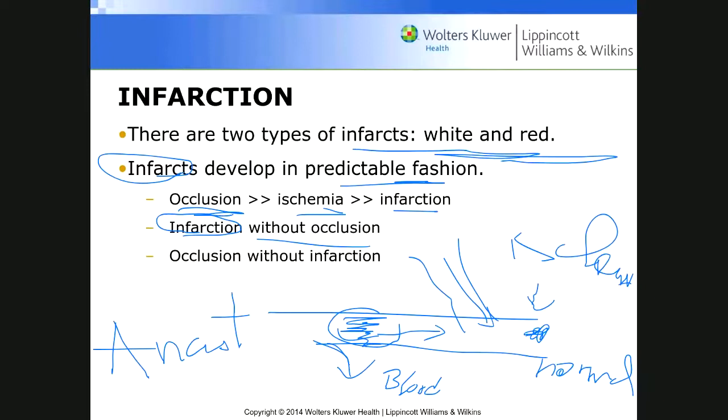Okay, so anastomosis really means that an area might be served by more than one blood vessel. So if one blood vessel is occluded, at least the other blood vessel can bring its oxygen and nutrients.